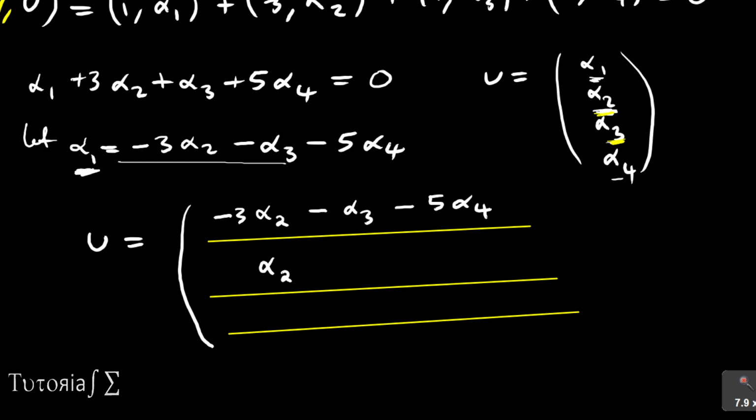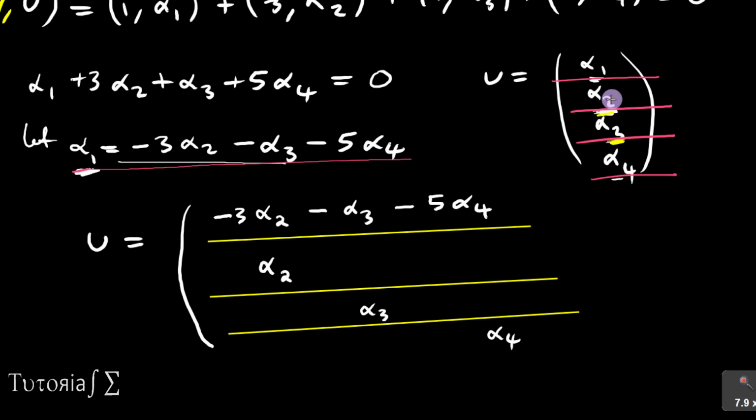So let's say this is alpha 3, and the last one is alpha 4, which is in the last row here. So what you have to check is the number of rows. So we have 1, 2, 3, and 4. So alpha 1 is in the first row, and we've replaced it with alpha 1, we've replaced it with this.